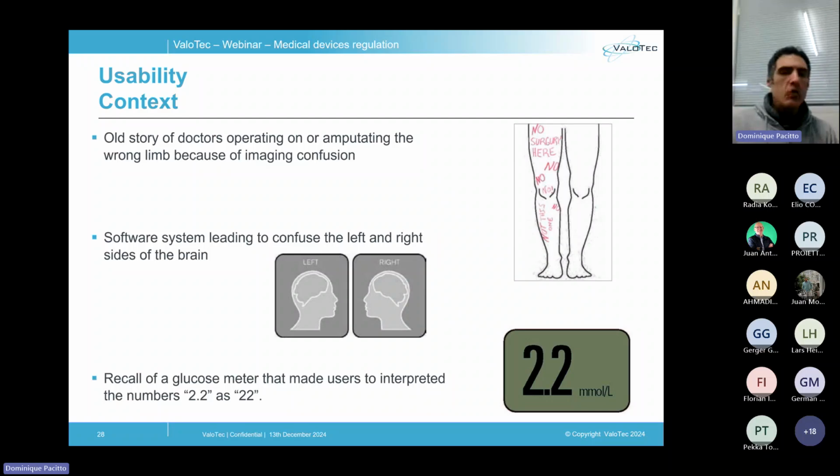I can give you 2 examples. The first one takes place in 2011, where the FDA recalled a software system leading doctors to confuse the left and the right side of the brain when evaluating patients before surgery. And the second one is also a recall concerning a glucometer, whose display was not readable enough and led some users to interpret, for example, the number 2.2 as 22. As a result, the user mistakenly believed they needed to adjust their insulin, proceeding to unnecessary injections.